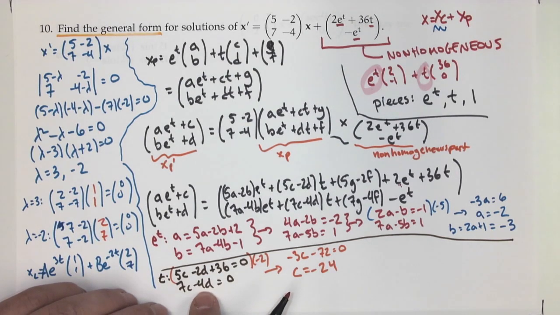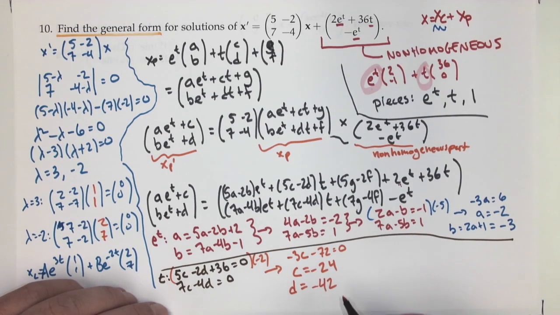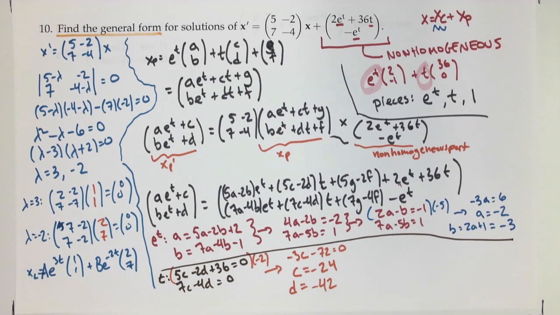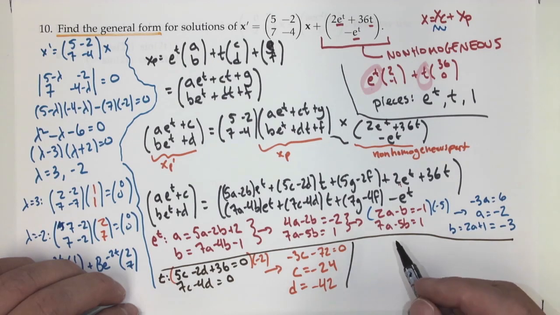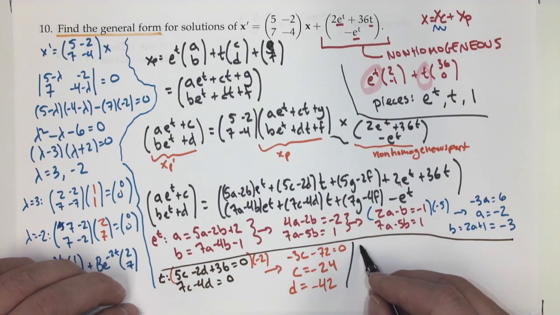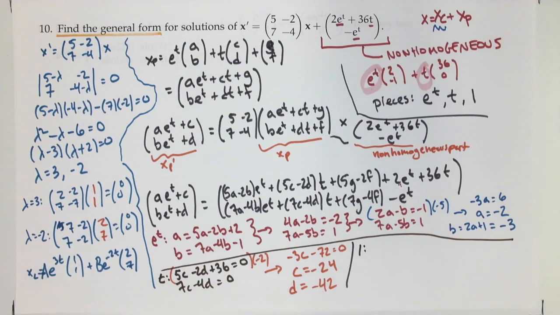So 4 times d equals 7 times c. So what I can do is I can take d, if I divide c by 4 and multiply by 7, so d is negative 42. Okay, now what do we have? So you use the e to the t functions, compare coefficients. We use the t, compare coefficients. Last, the constants and compare coefficients.